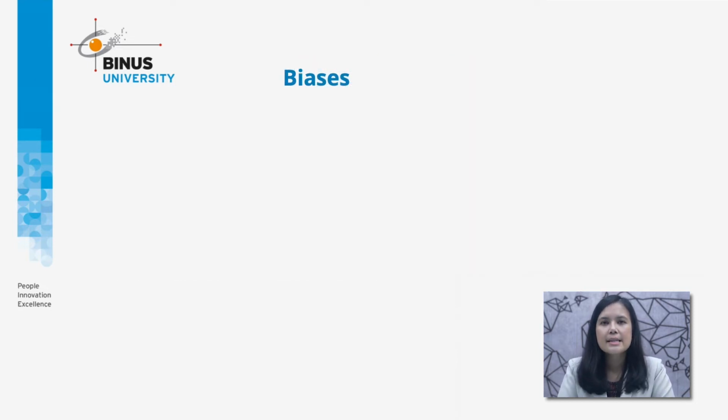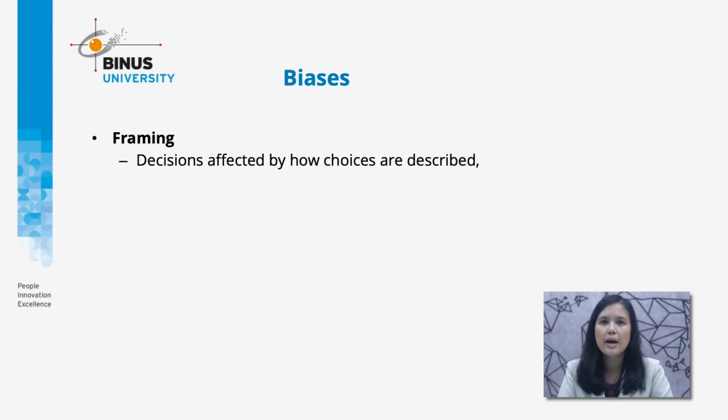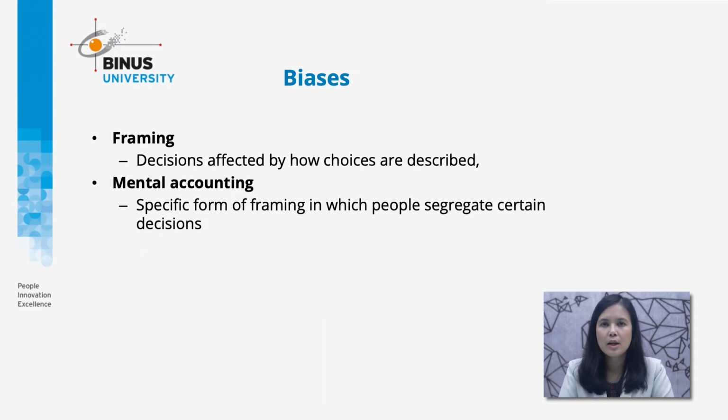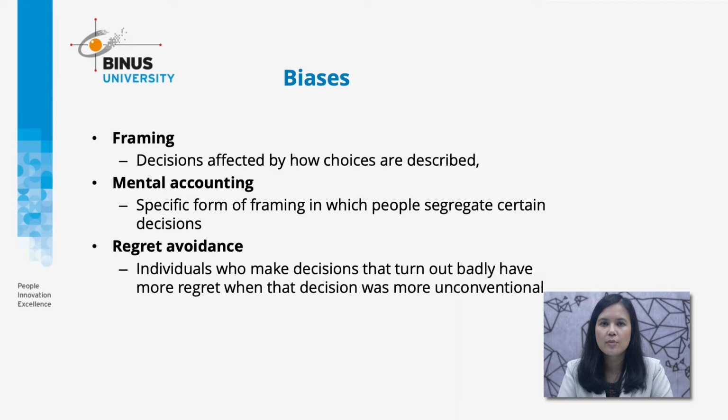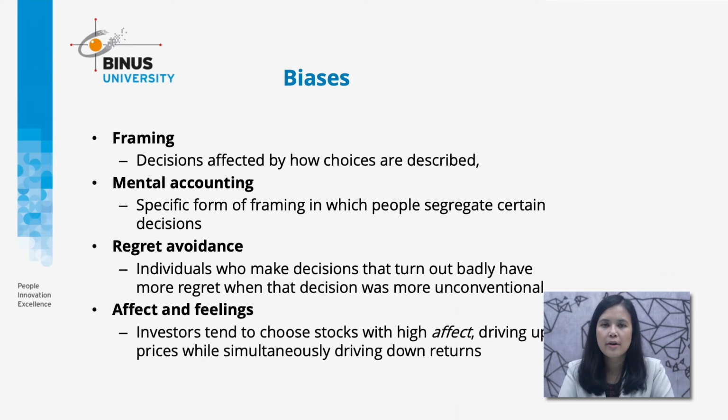There are some biases in the market, such as framing, which is decisions affected by how choices are described; mental accounting, which is a specific form of framing in which people segregate certain decisions; regret avoidance, where individuals who make decisions that turn out badly have more regret when the decision was more unconventional; and affect and feelings, where investors tend to choose stocks with high affect, driving up price while simultaneously driving down returns.